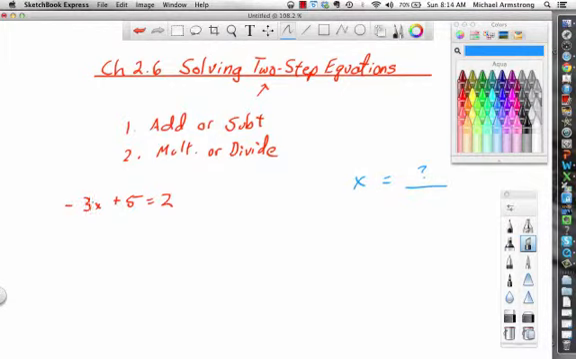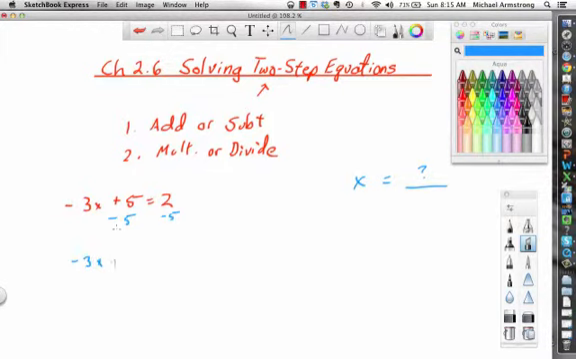We can't divide yet, because if we divide by 3, we have to divide everything by 3. So it would be 3 divided by 3, 5 divided by 3, and 2 divided by 3. And we could do that, but that's complicated. We want to start with subtracting, the opposite of adding. So we're going to subtract 5 from both sides, and then we're going to rewrite our equation.